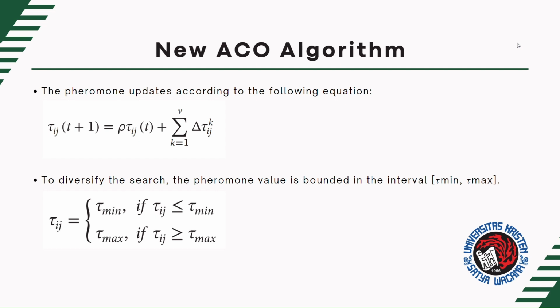The second one is the equation used to ensure that the pheromone value on each path stays within a specific interval, which in turn helps achieve a balance between exploration or diversification and intensification or information gathering.